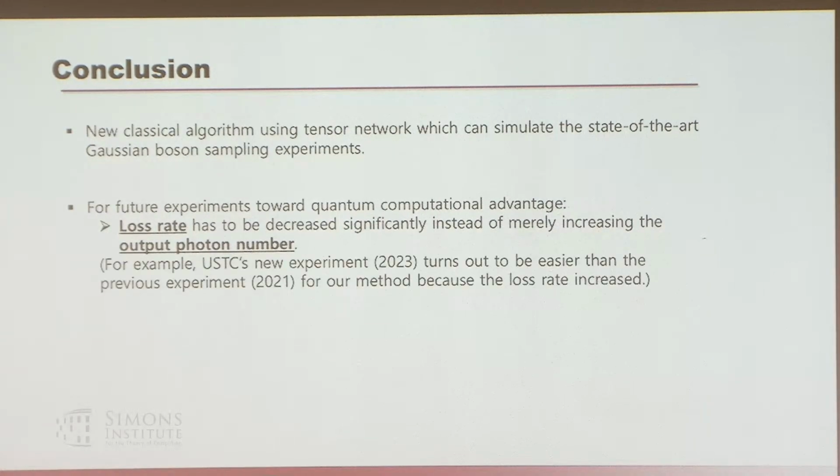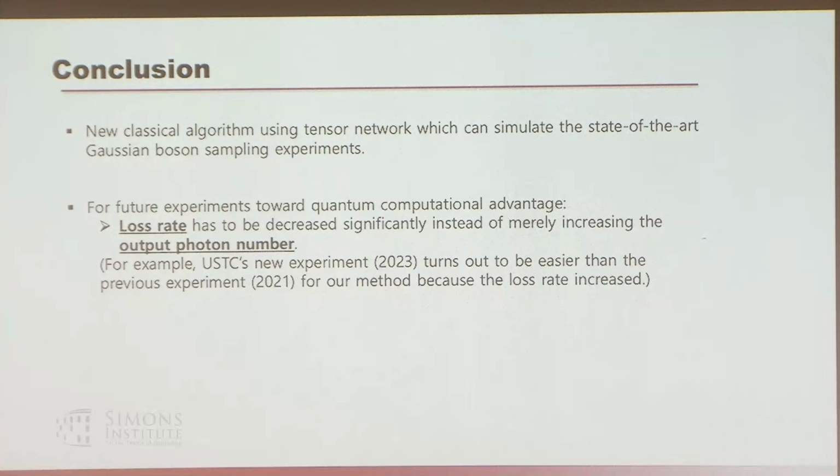So for example, what we observed is that USTC did many different experiments, and the newest experiment, like last year, turns out to be easier than the previous experiment. Although they detected more alpha photons than before, the problem was that when they increased the system size, they had to sacrifice their loss rate. Because the loss rate increased, our algorithm actually becomes easier to simulate the latest experiment.